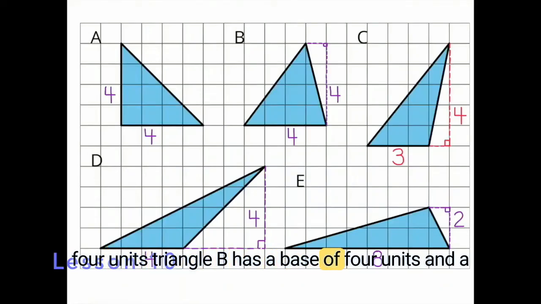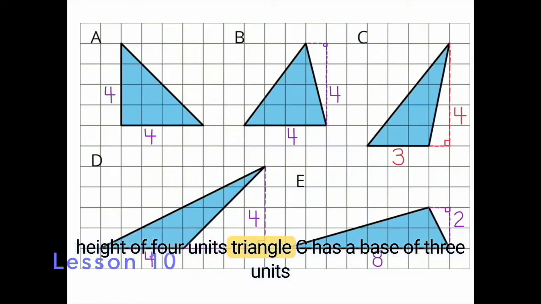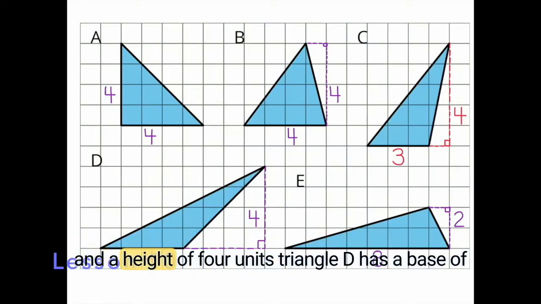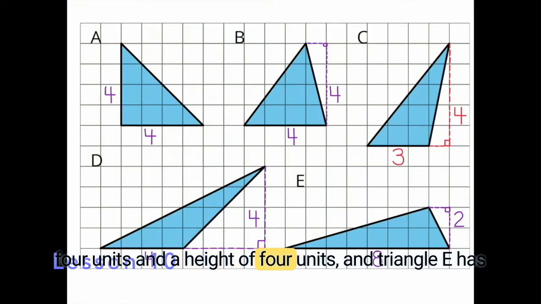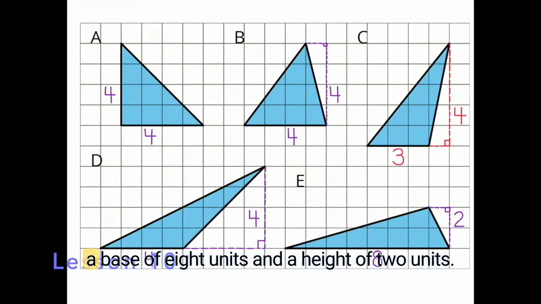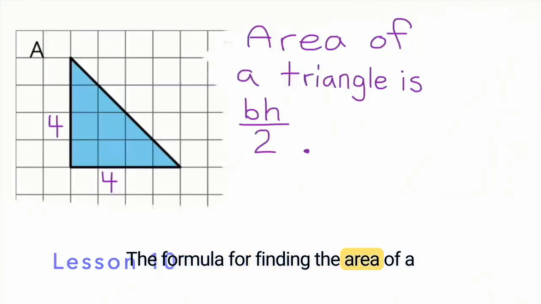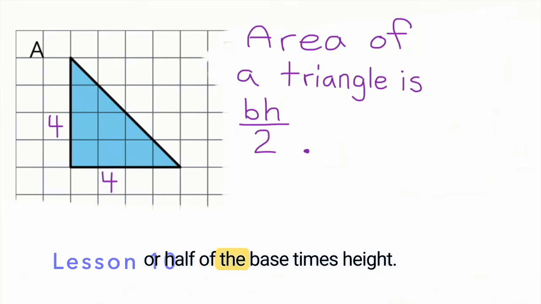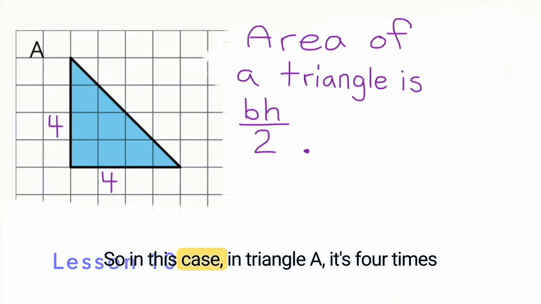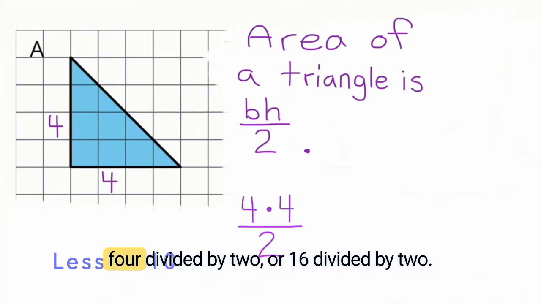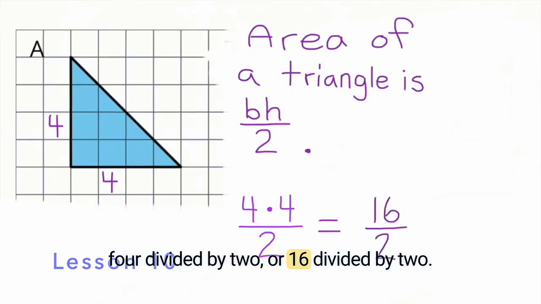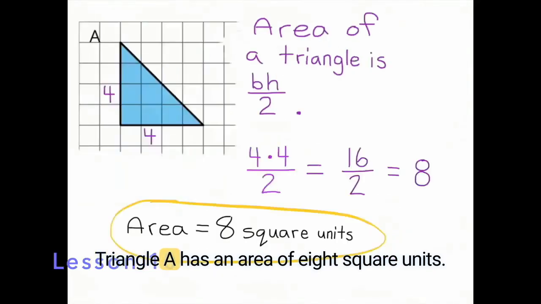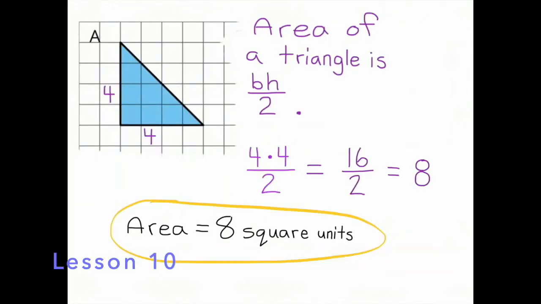Triangle B has a base of 4 units and a height of 4 units. Triangle C has a base of 3 units and a height of 4 units. Triangle D has a base of 4 units and a height of 4 units. And triangle E has a base of 8 units and a height of 2 units. The formula for finding the area of a triangle is base times height divided by 2, or half of the base times height. So in this case, in triangle A, it's 4 times 4 divided by 2, or 16 divided by 2. Triangle A has an area of 8 square units.